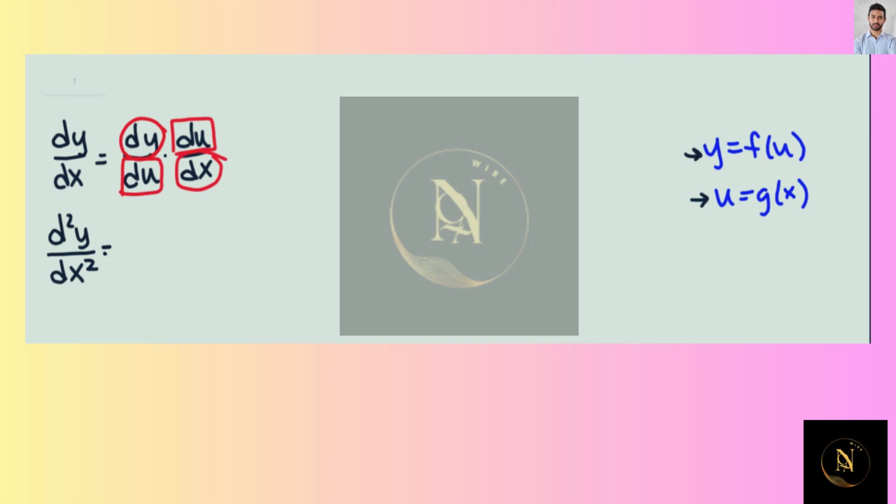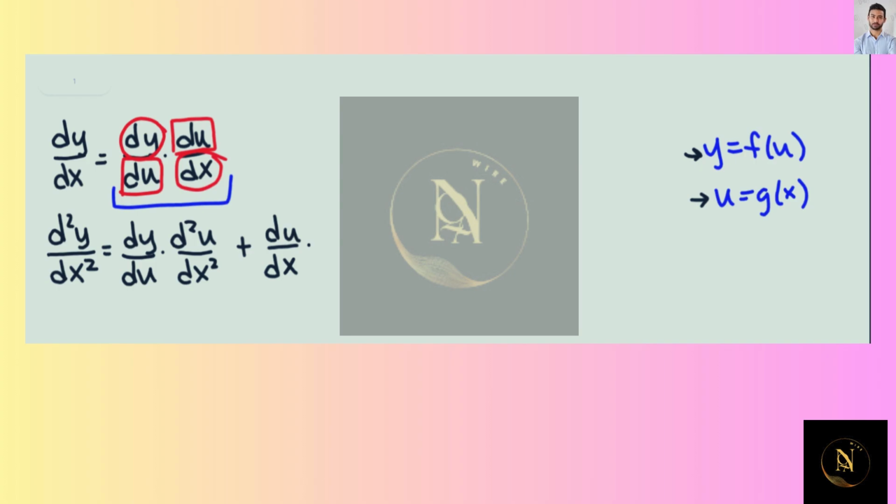And what we're going to do is use the product rule on what we just did. So we start with the first, dy du, and multiply it by the derivative of the second. And the derivative of du dx would be the second derivative of u, d squared u dx squared. Now we add the second times the derivative of the first. So the second is du dx, and the derivative of the first would be the second derivative of y.